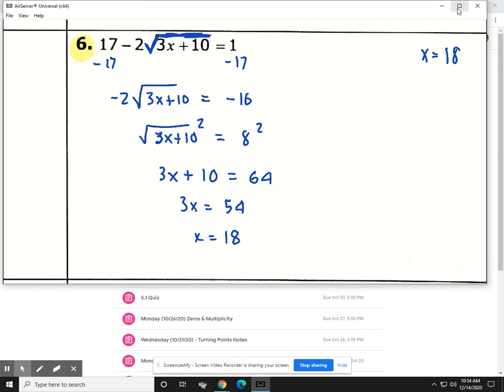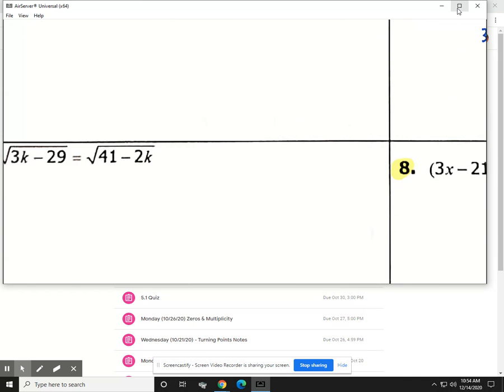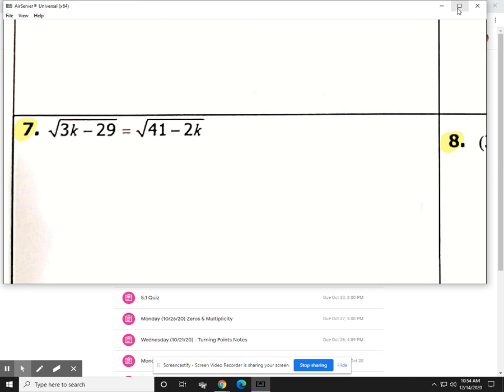All right, numbers 7 and 8 look harder, but they're actually the easiest problems on here because they both have radicals on both sides. So when you get rid of that radical, it just becomes a very simple problem to solve. And this one right here, what did we have to do to get rid of that radical? Square it, right? We get rid of square roots by squaring.